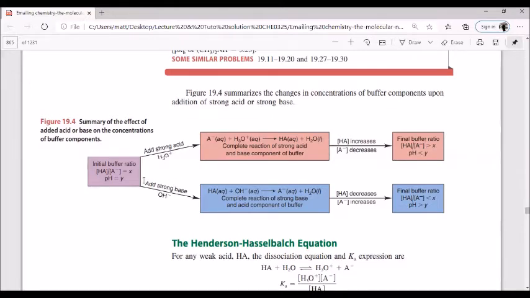If we add strong base, the component acid of the buffer reacts with the base, producing the conjugate base and water. In this case, the weak acid decreases and the conjugate base increases in the buffer. So the final buffer ratio is lower than X, so the pH is greater than Y. That summarizes the effect of added acid or base on the concentration of buffer components.